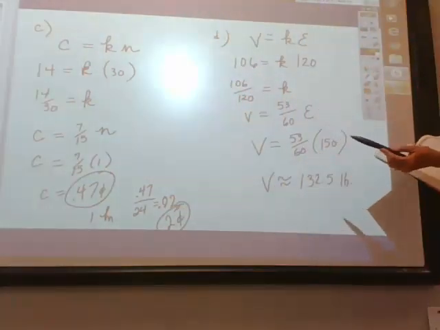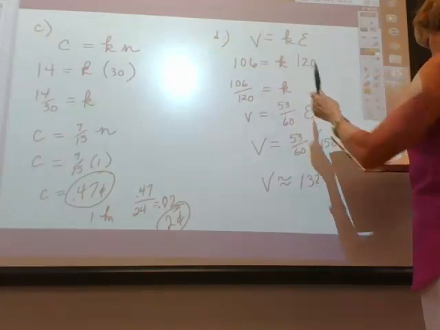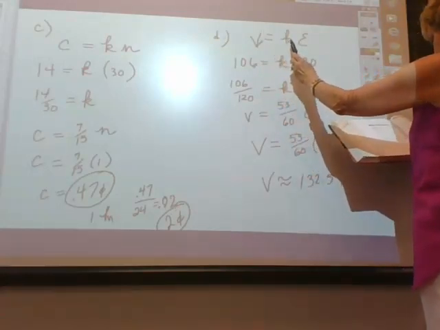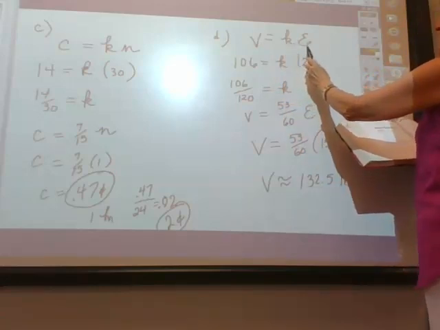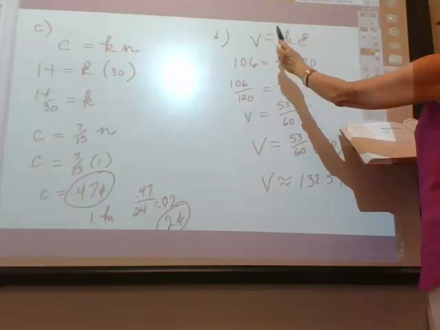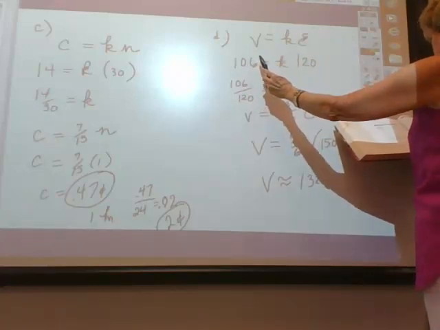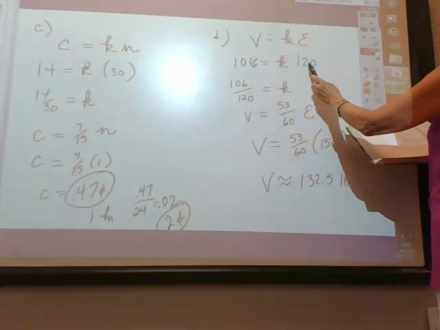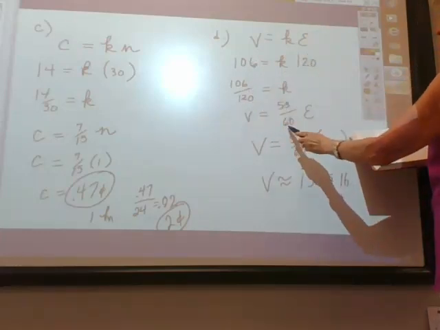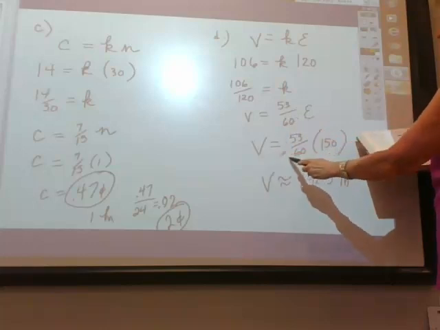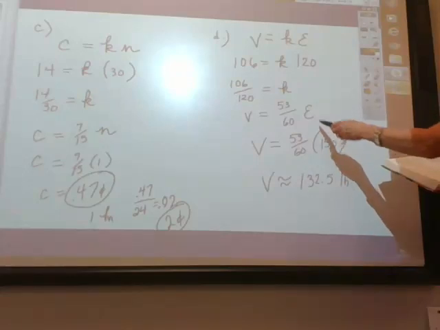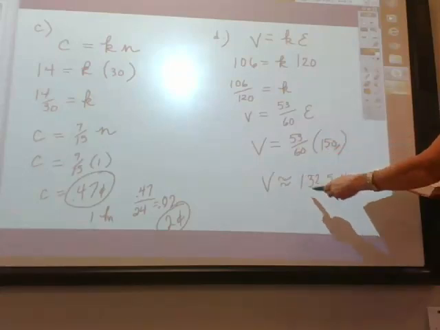All right, for D, the weight V of an object on Venus varies directly as the weight on Earth. So V equals kE. If something weighs 106 on Venus, it weighs 120 on Earth. So I divided, I reduced, and then I made my equation. And then I'm supposed to plug in 150 for Earth to see what it would weigh on Venus.